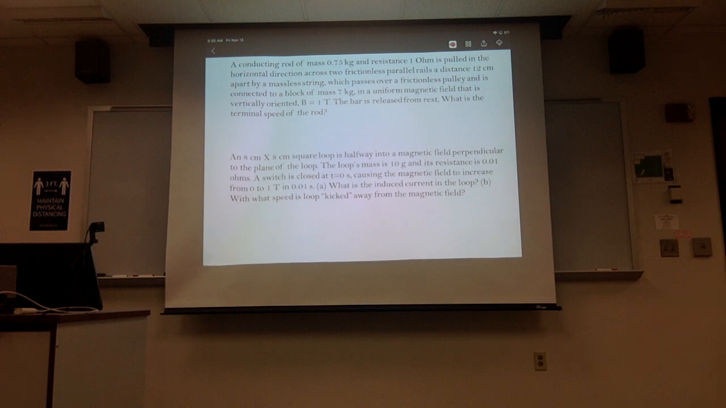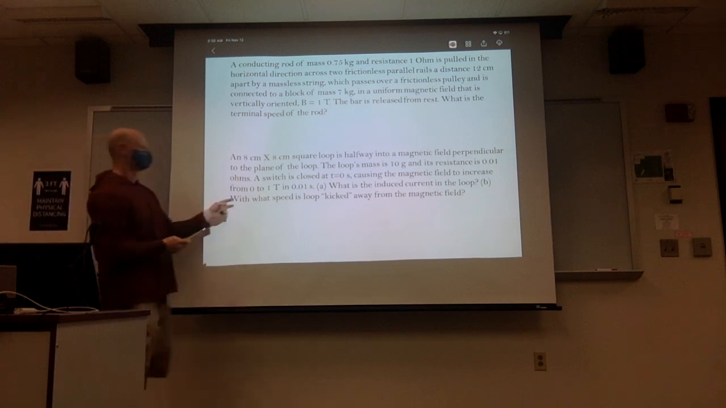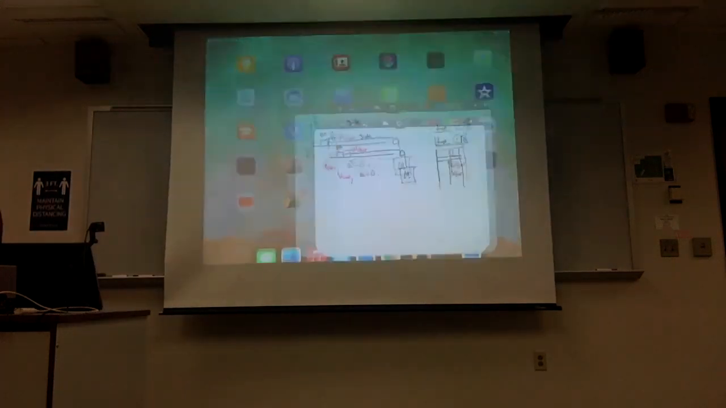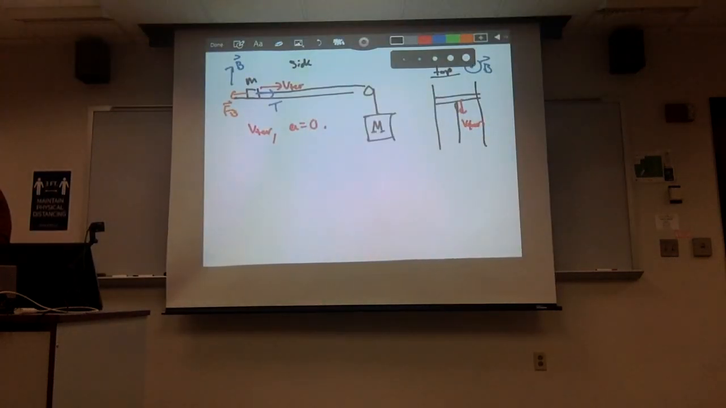And then basically what's going to happen is that induced current is going to create a force onto the wire, which is going to cause that wire to try to kick out of the magnetic field. This is effectively a railgun. Okay. So what you want to know then is what speed is this guy actually kicked out? So let's draw a picture for this one. So we know what this guy looks like.